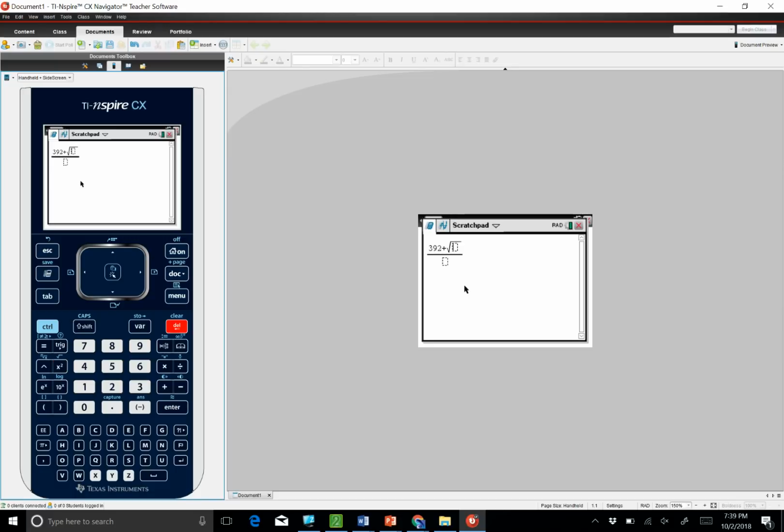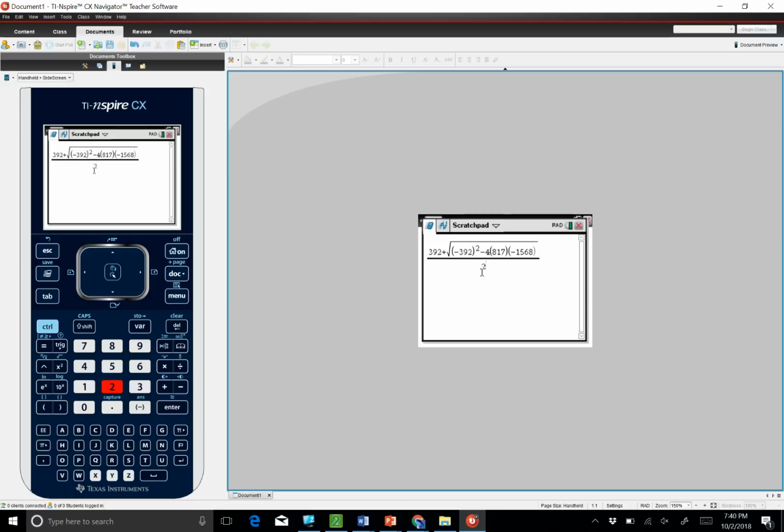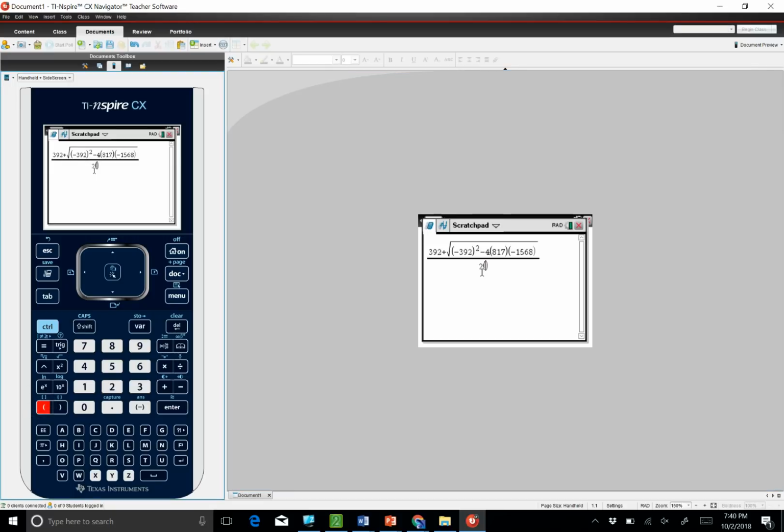So parentheses, negative 392, close your parentheses, and then squared, just hit the squared button, minus 4, and you can just use parentheses, you don't have to do times, 817. I'm going to close the parentheses, and then I'm going to open another one, negative 1568. And then the denominator is 2 and then a parentheses, and 817. So you should try that in your calculator. You should try to get it in the same way I did. You can always pause and rewind if you need to. I'm going to hit enter.